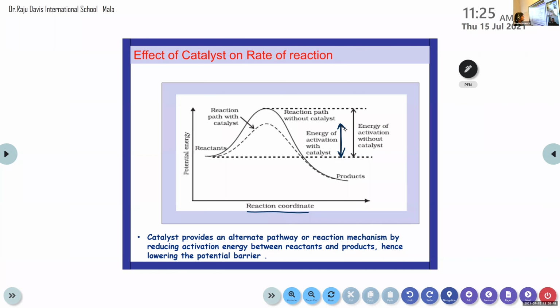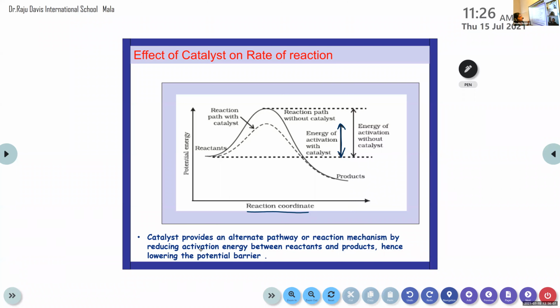Okay, so from this graph, this catalyst provides an alternate pathway or reaction mechanism by reducing activation energy between the reactants and products, hence lowering the potential barrier. So it will be very easy for the reactants to convert to products.